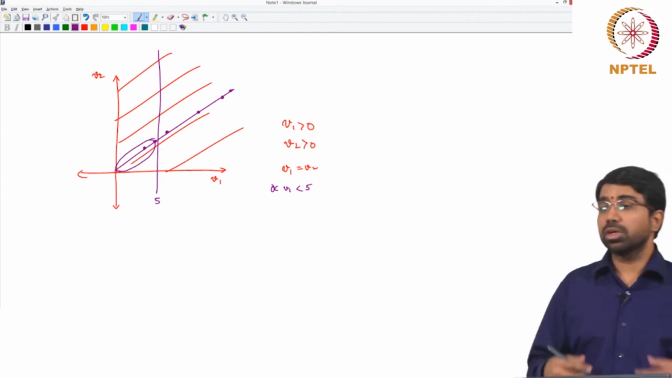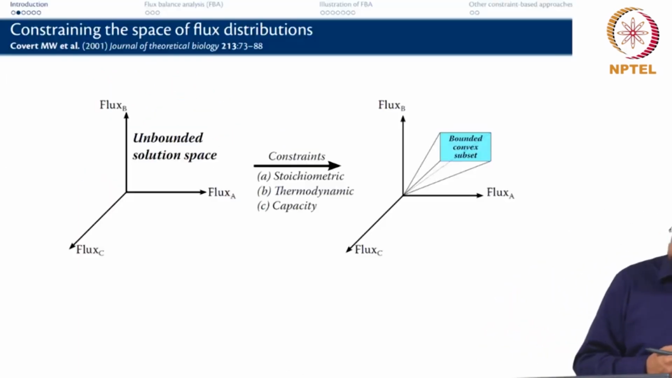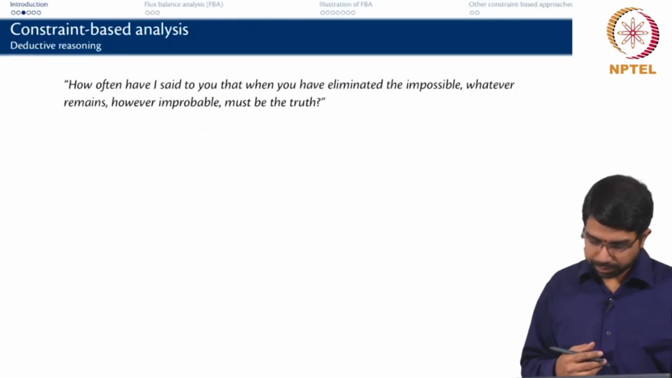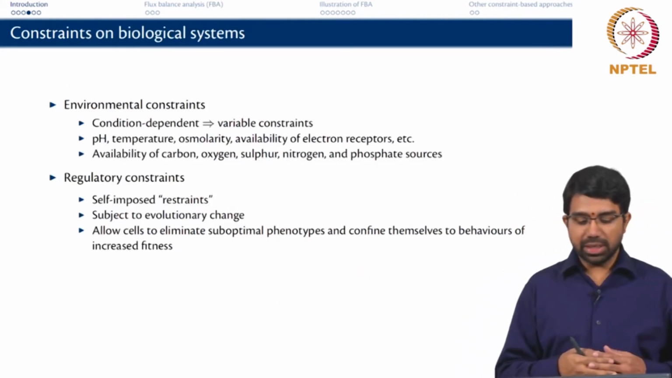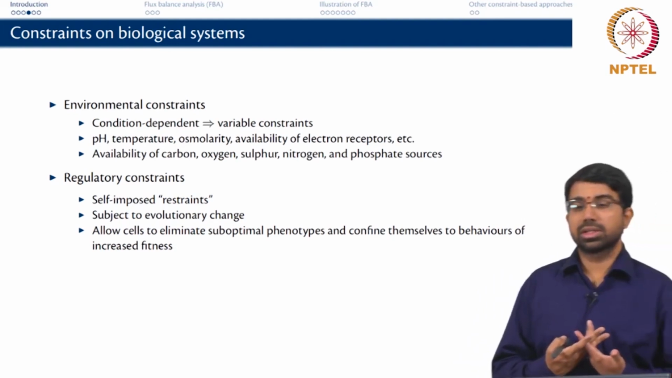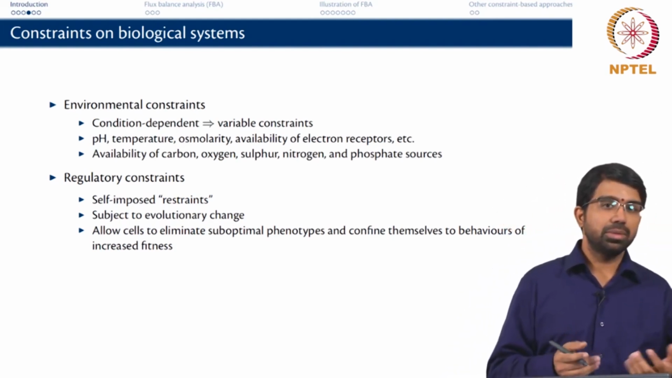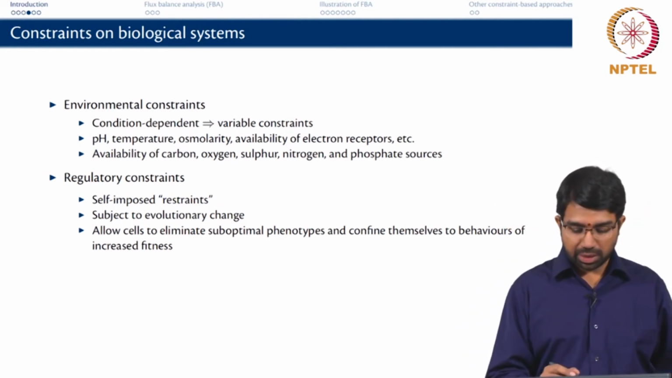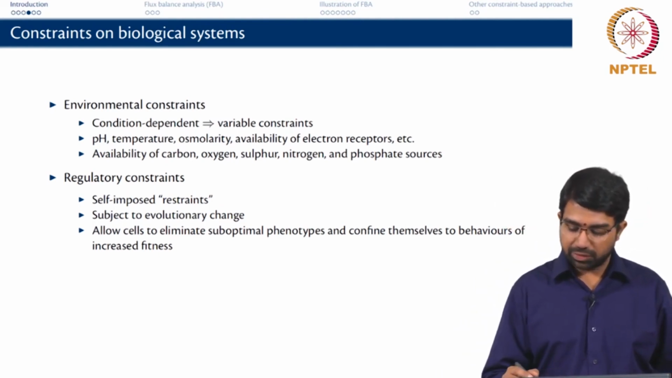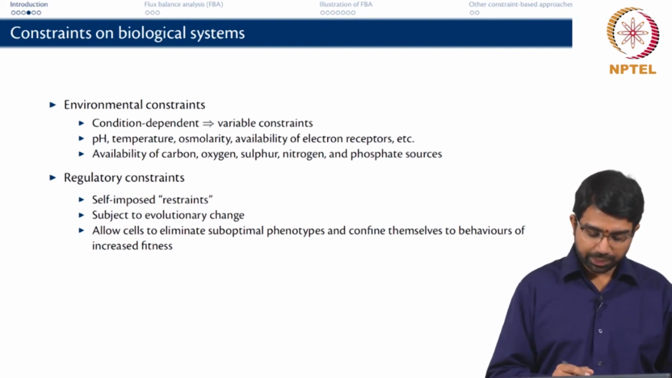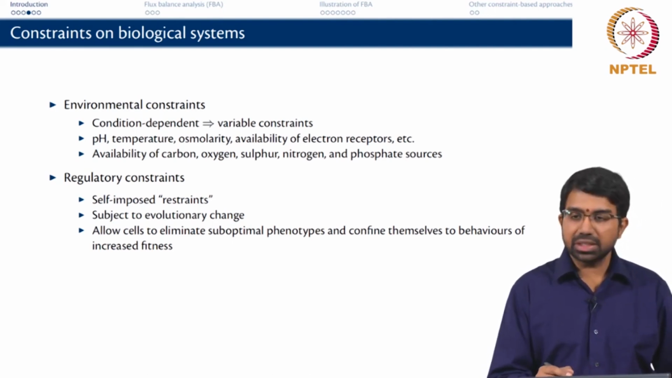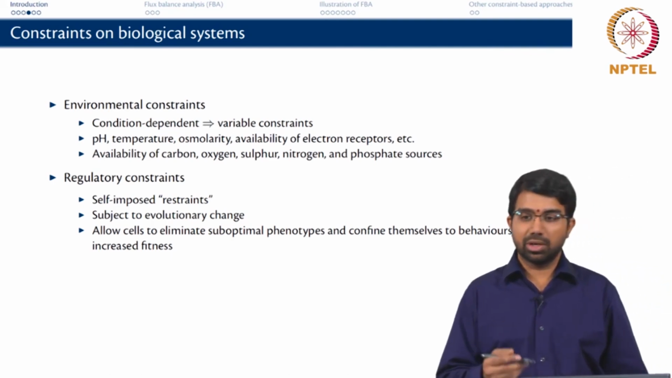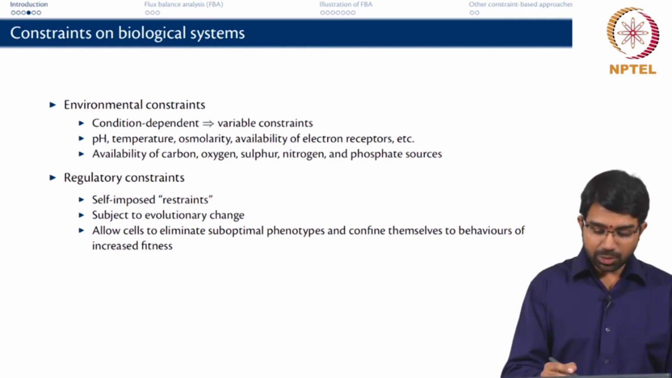What kind of constraints do we put? How do we impose these constraints? Let us look at it. So you can think of different types of constraints. Some classic examples would be environmental constraints. I think that is something everybody thinks about first up. What are the nutrients available? What is the availability of my carbon, oxygen, sulfur, nitrogen and phosphate sources? Of course, pH, temperature, osmolarity and availability of NADH, NADPH and so on. And many of these are condition dependent constraints, so they are actually variable, they are not fixed, right. This is one set of constraints.